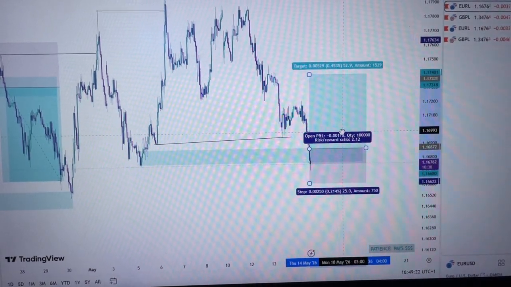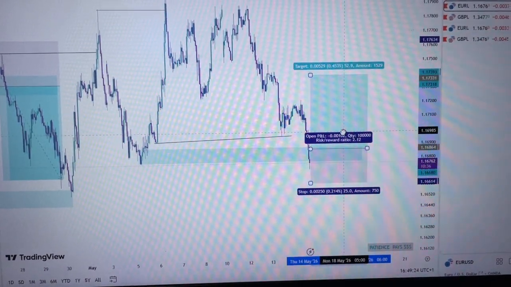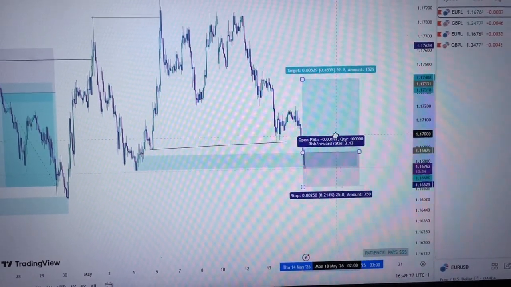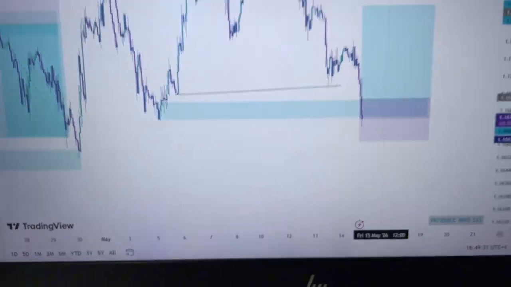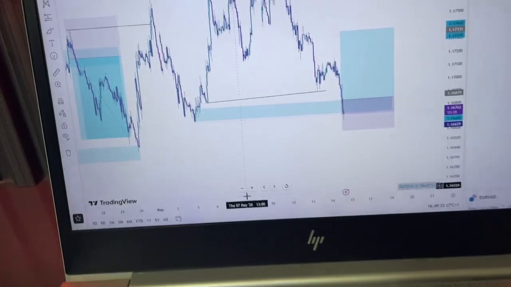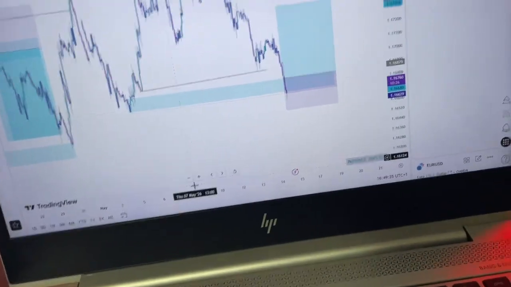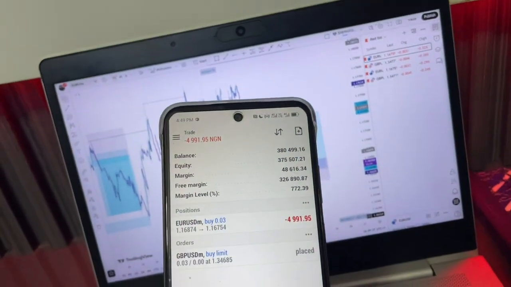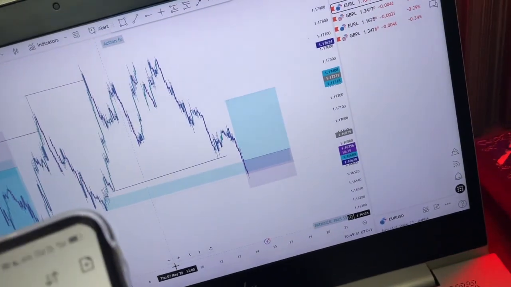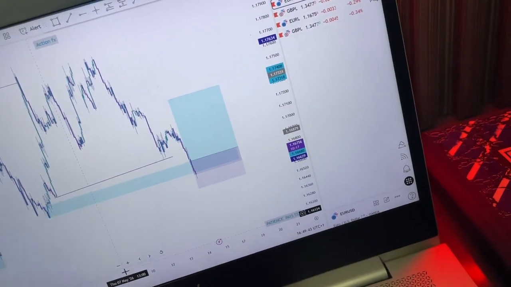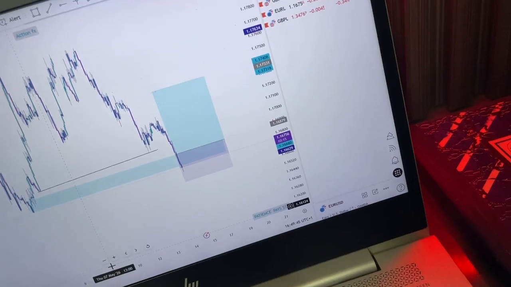Today is currently Thursday and tomorrow will be Friday, so I don't know how long I'm going to hold this trade, but whichever way, I'm always going to update you guys. Nothing much. This is just the P&L for the trade, and as you can see, we are currently in drawdown.